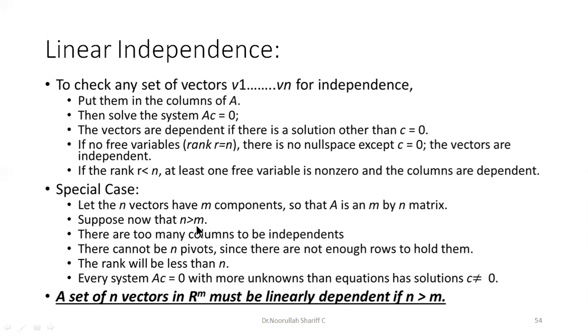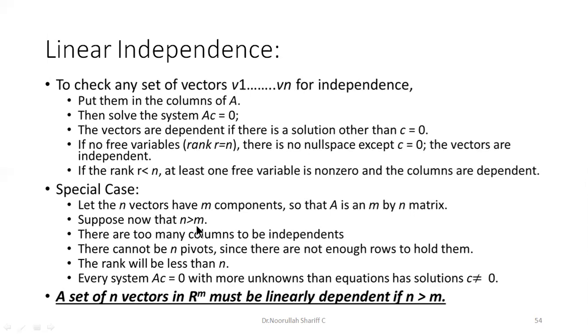In a matrix where we have m rows and n columns, if n is greater than m, then the maximum possible value of R is equal to m only, not n. So R equal to m will be the maximum possible value of the rank.